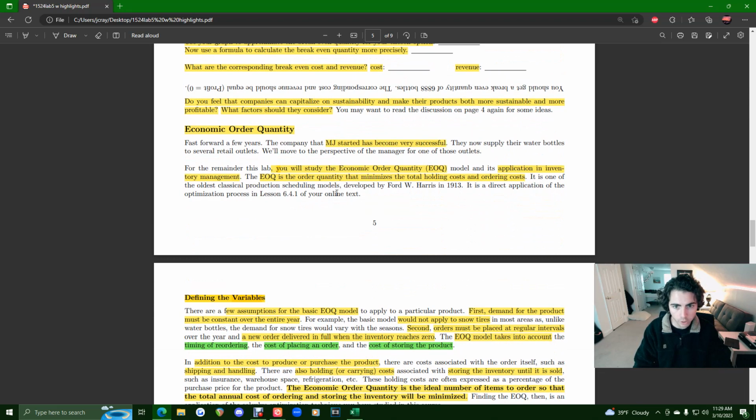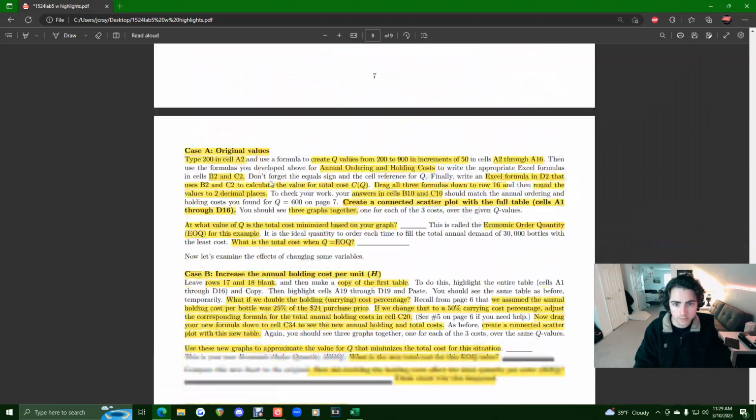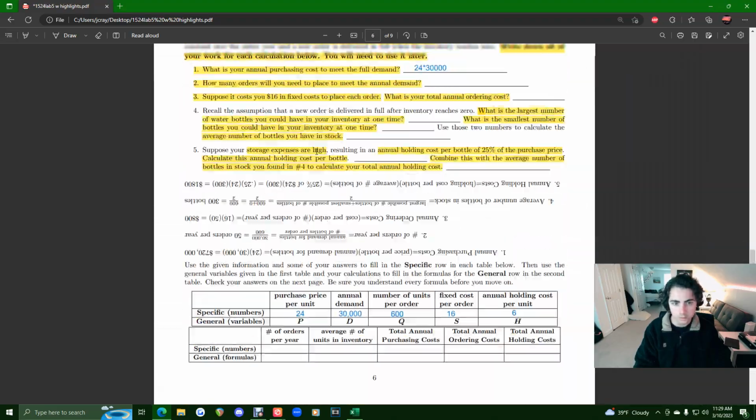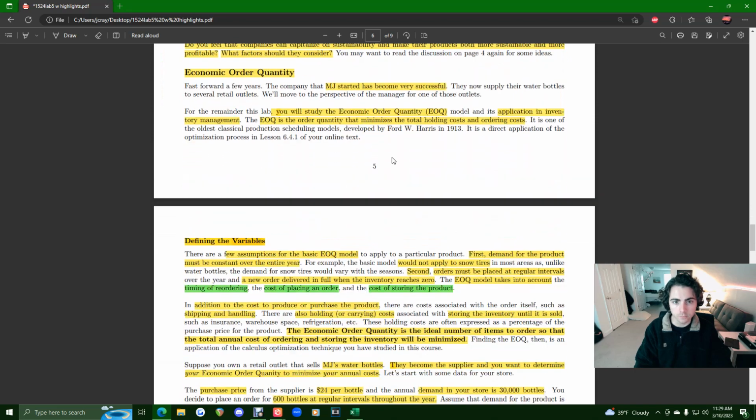But all right, let's get into economic order quantity. How are we doing on time? About 30 minutes, and the rest of this lab is on economic order quantity. Looks like a lot, maybe. Let's get through it. All right.